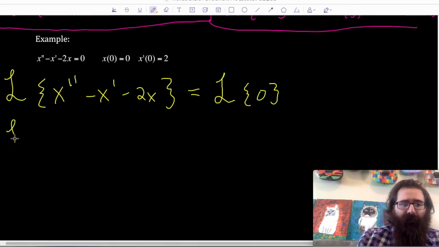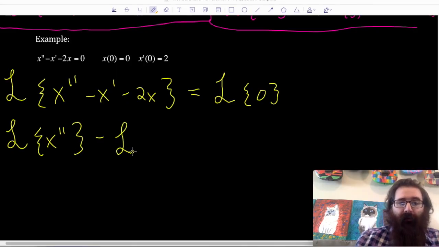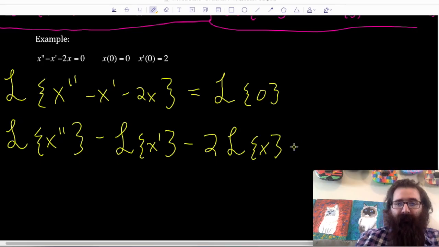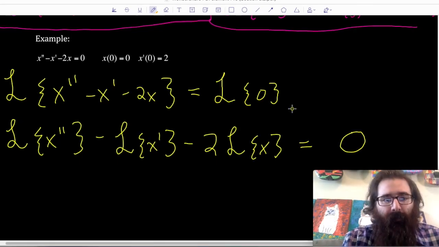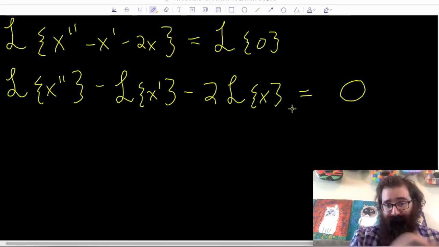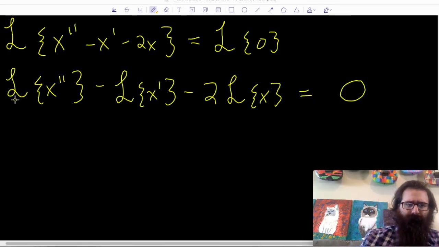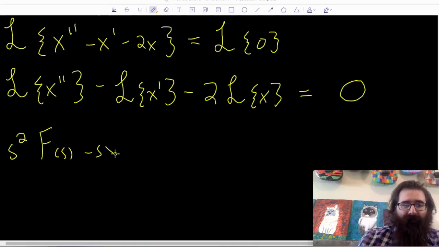Linearity of the transformation, I can break this up into a Laplace transformation of x double prime, minus a Laplace transformation on x prime, minus, bring the coefficient 2 out, a Laplace transformation on x, equals, and we showed and discussed last time the Laplace transformation applied on 0 is 0. So I can just do that. Now let's use those substitutions, those definitions. Laplace transformation of x double prime is s squared times big F at s minus s times x at 0 minus x prime at 0.